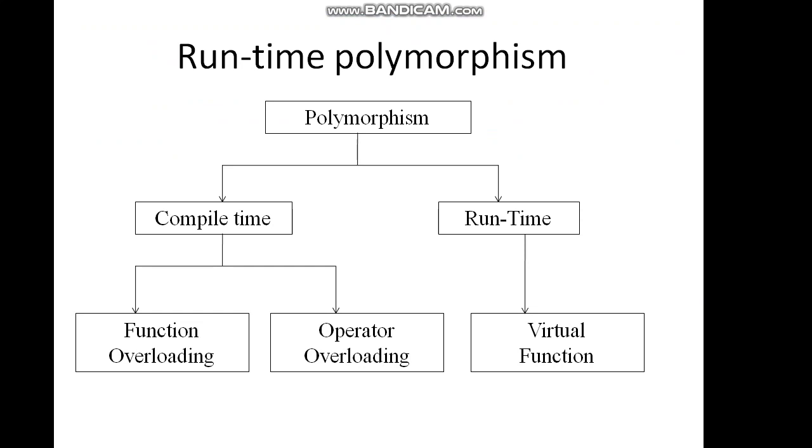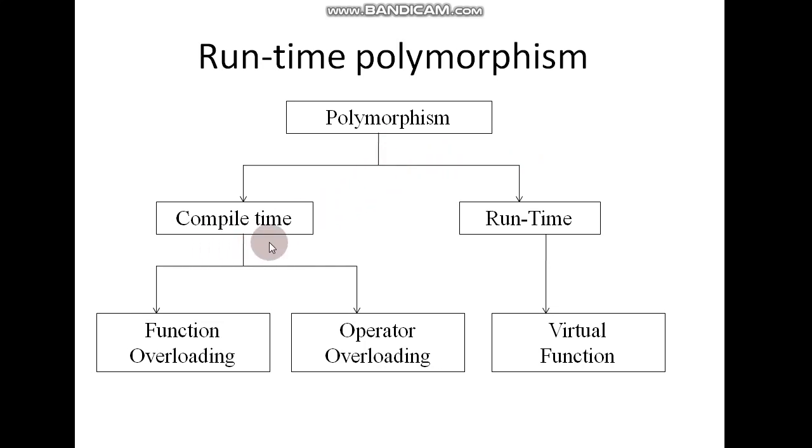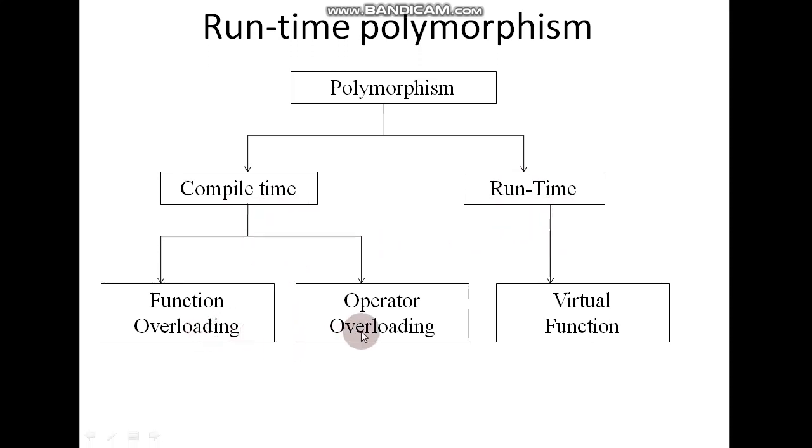In this session, we are going to discuss runtime polymorphism. Polymorphism means one thing can behave differently in different situations. There are two types of polymorphism: compile time polymorphism and runtime polymorphism. So under compile time, there are two types: function overloading and operator overloading, which we have already discussed.